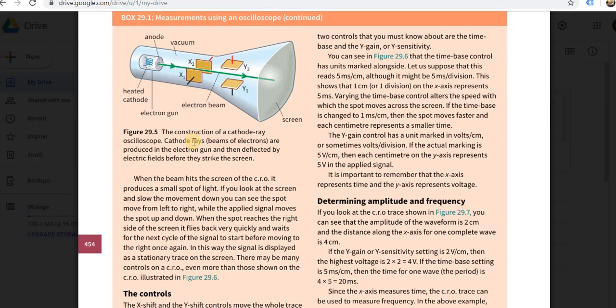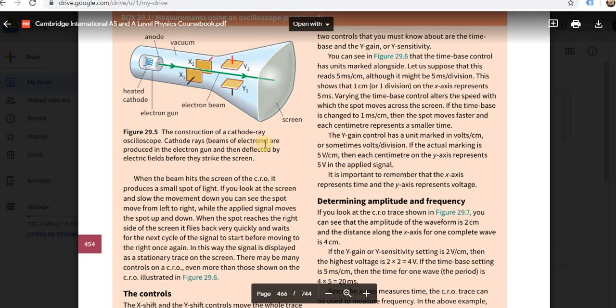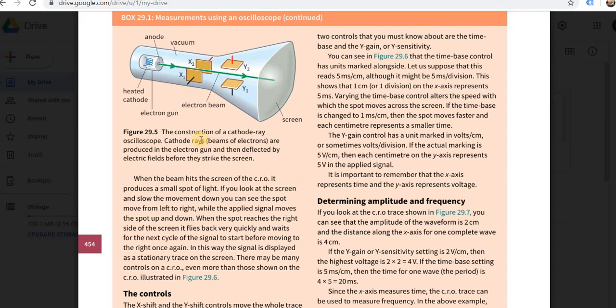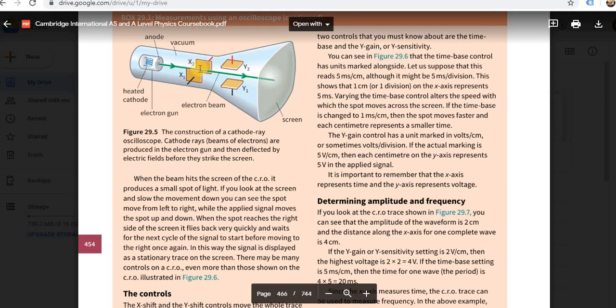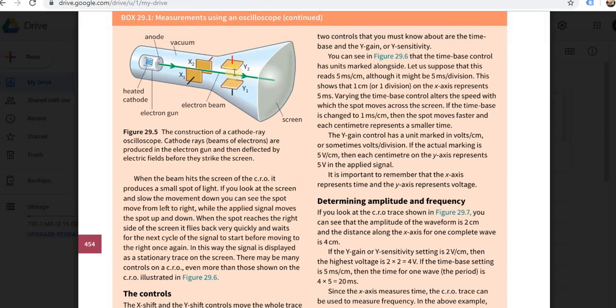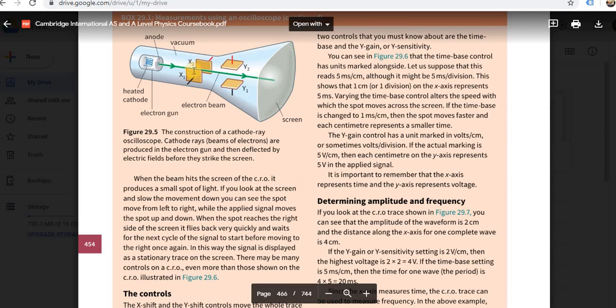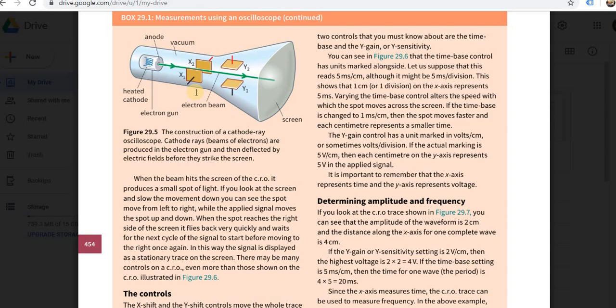Cathode rays are also called beams of electrons, and they are produced in the electron gun and then deflected by the electric fields before they strike the screen. The electric fields are uniform because they are fields formed by parallel plates. Here, these two plates are parallel, these two plates are parallel. So there is a uniform electric field between them.